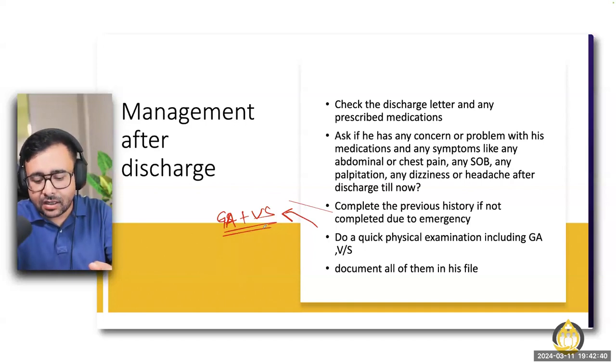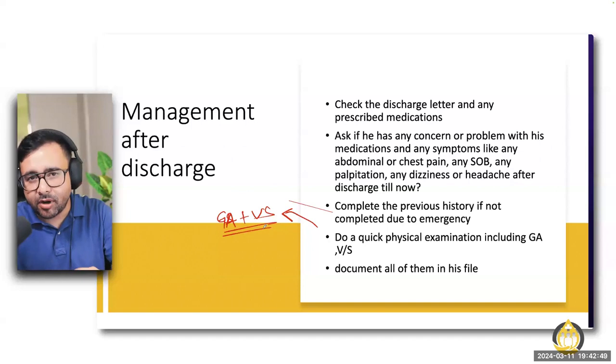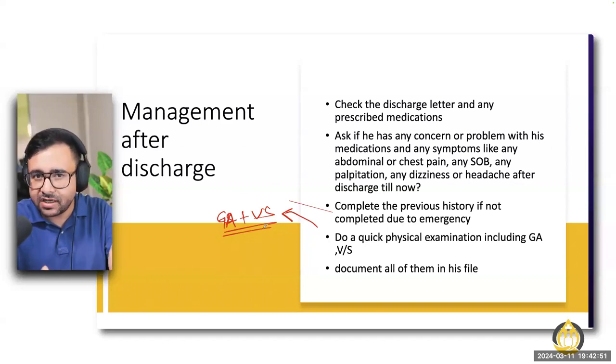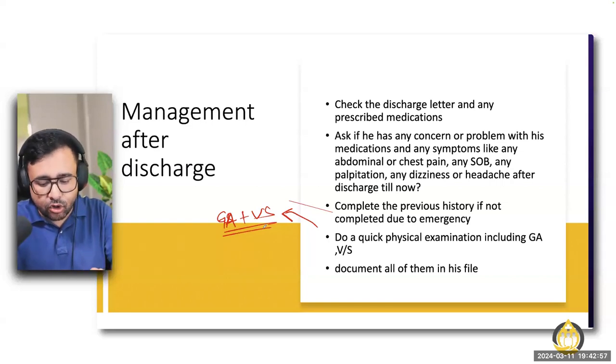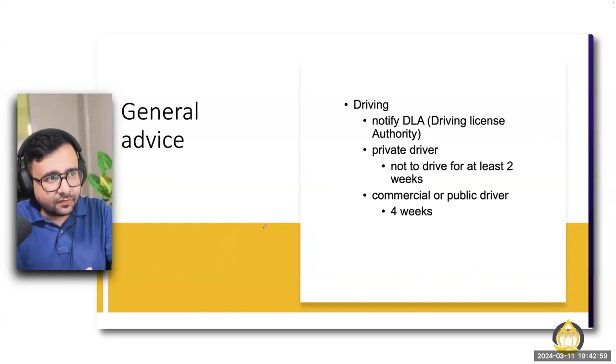Even in the vitals, you can say that, for example, a patient who you suspect has sepsis, you can simply say that I would be checking the vitals, but I would be mostly concerned about the patient's blood pressure and temperature. If you say this, that's fine. But always mention that I'll check the general appearance and I'll take the patient's vitals. And you have to document all of these things in the patient's file.